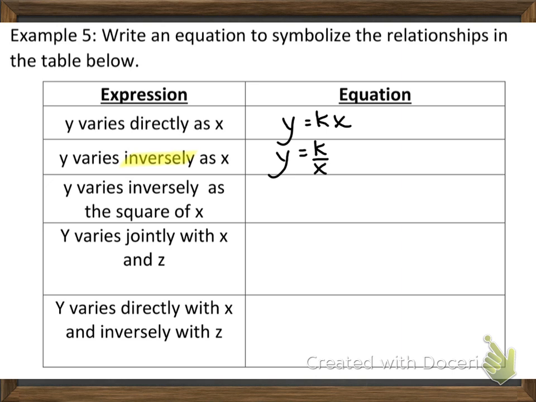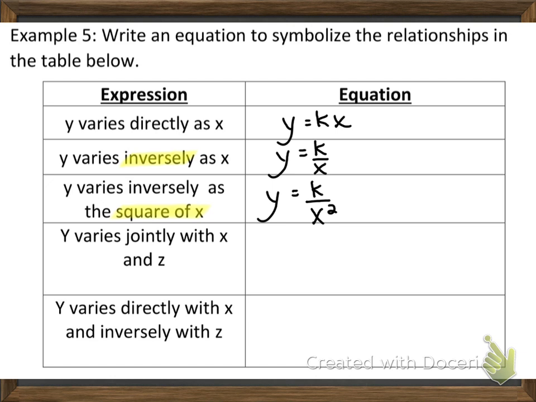x. Now this one says y varies inversely, so I know that our variable is going to go on the bottom. But the variable isn't just x, right? It varies inversely as the square of x. So I need to write x squared there.